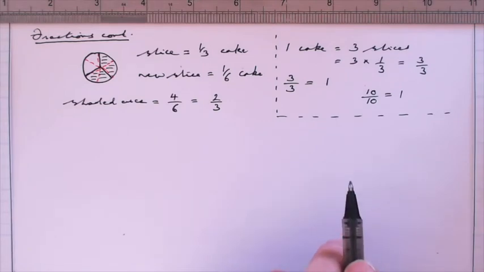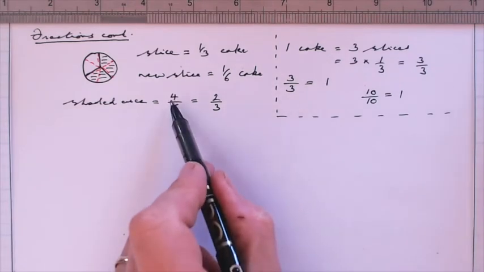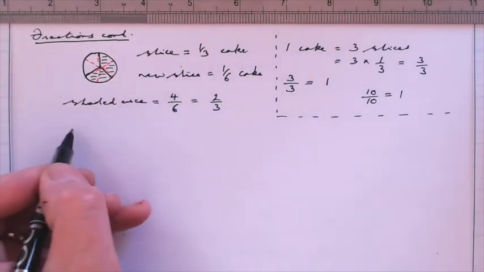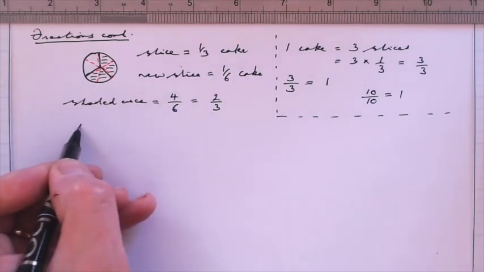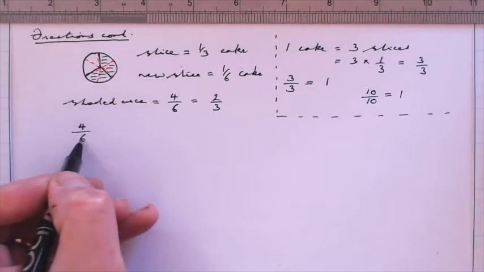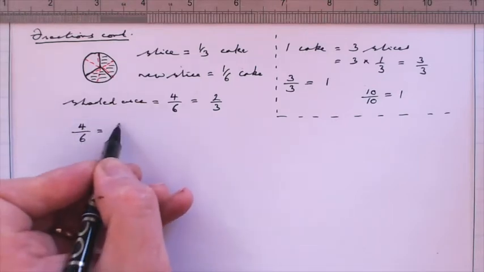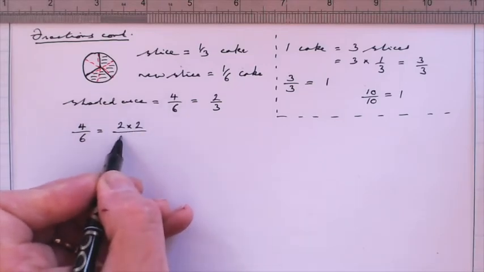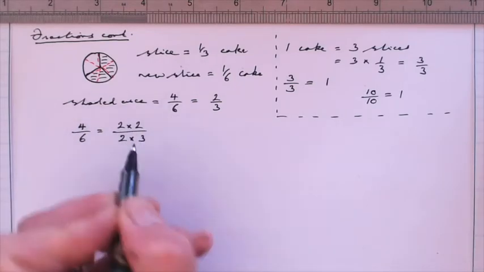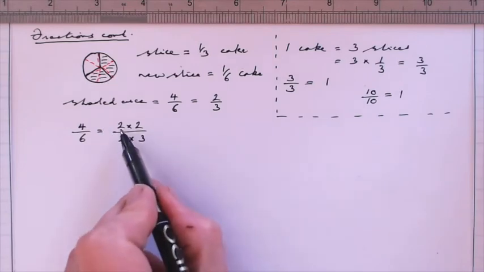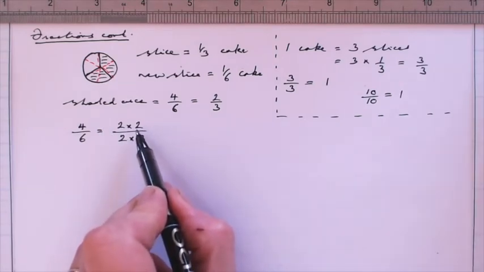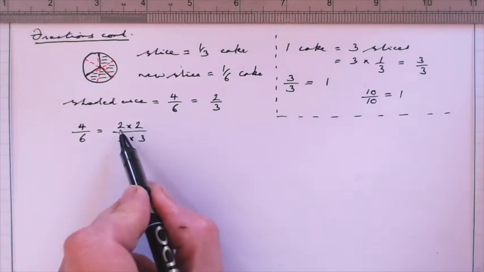And the manipulation that you would do to show this, or to go from here to here, is the following. You would take your 4/6 and you would write 4 as 2 times 2, and you would write 6 as 2 times 3. Now, when you have quantities multiplying each other in maths, we call those factors.